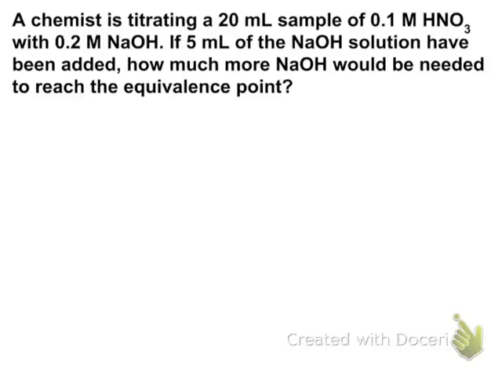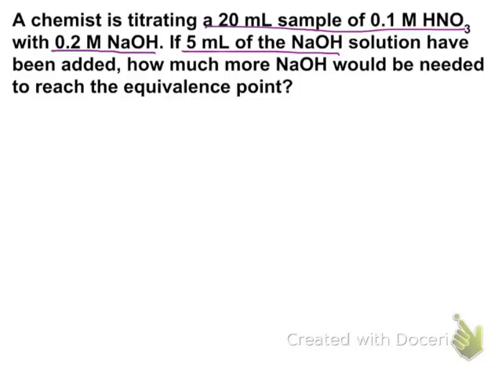And our last one. This one's actually a lot simpler compared to what we just did. So even if you didn't try the other one on your own, try this one on your own. So we know we've got a 20 milliliter sample of 1.1 molar nitric acid. We're titrating it with 0.25 molar sodium hydroxide. Then it tells us that if 5 milliliters of sodium hydroxide have been added, how much more sodium hydroxide will have to be added to reach the equivalence point.